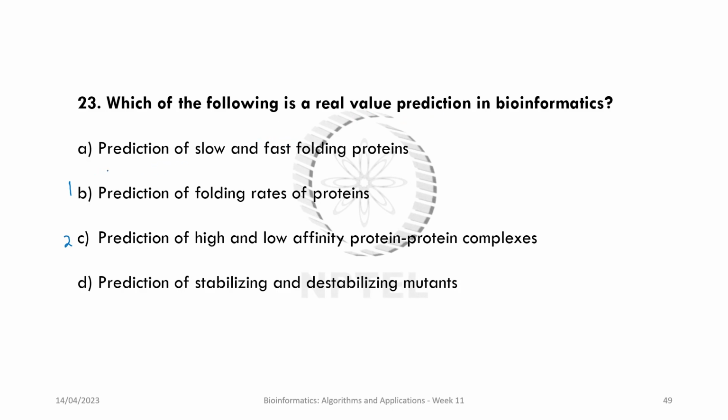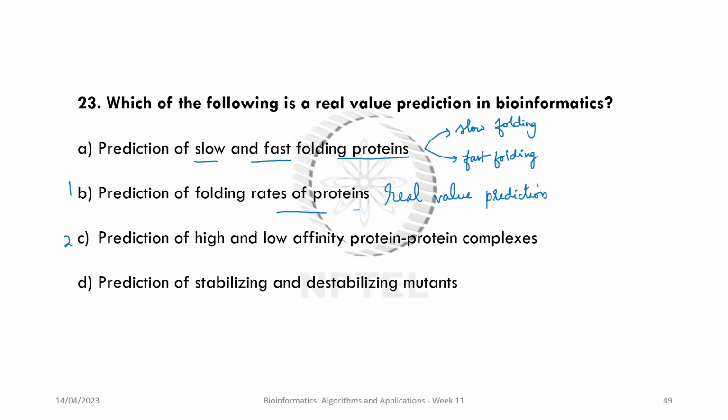Once again, prediction of slow and fast folding proteins. So you're classifying the proteins into slow folding and fast folding. How do you know that? Because you're setting some limit. So above this I will call them fast, below this I'll call slow, or less than or equal to, greater than or equal to, right? Similarly, prediction of folding rates of proteins, you are not classifying this as low or fast or high or low. So this is a case for real value prediction.